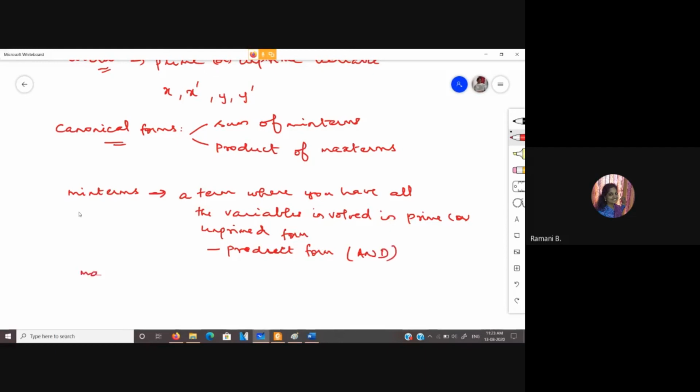Similarly for max terms, this is the same. You will have a term where all the variables are present. However, this is in the sum form, or the OR operation.